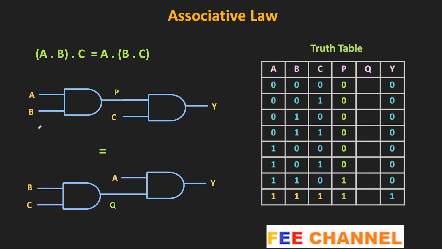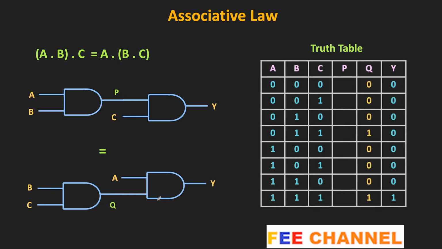Let's say the output of this A and B is equal to P, and the output of B and C is equal to Q. This P will be high when both inputs A and B are high. Now, this P and C are ANDed, so its output will be high when both P and C are high. And that is happening only in this last possibility. So, this is the output column Y.